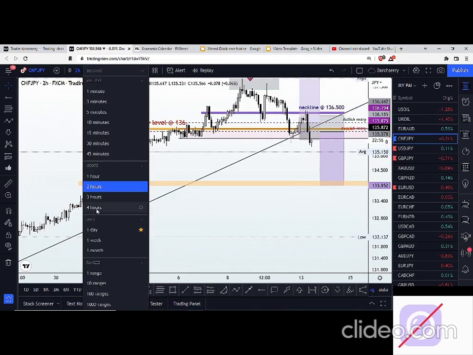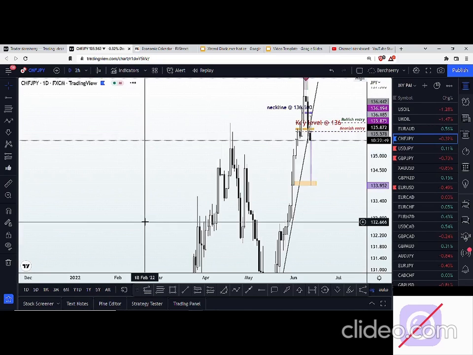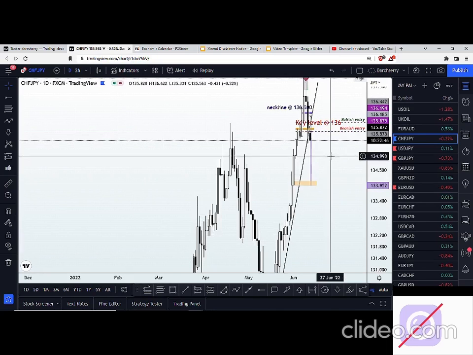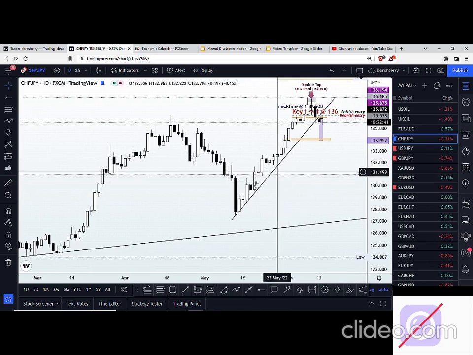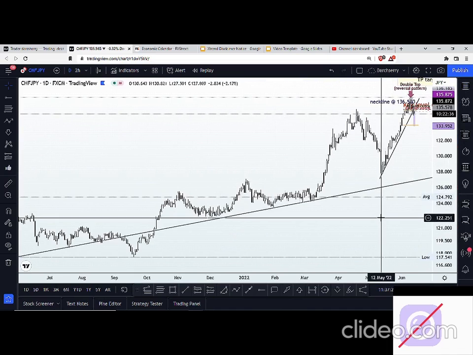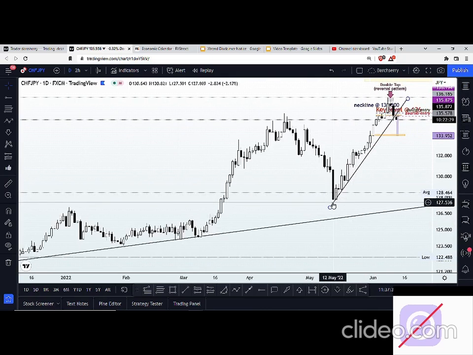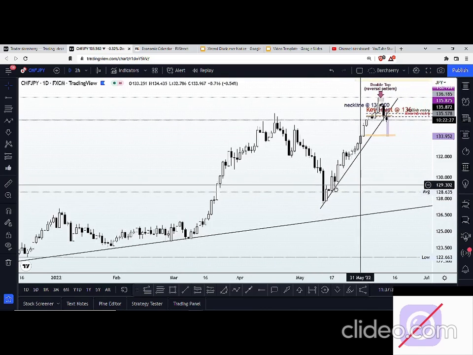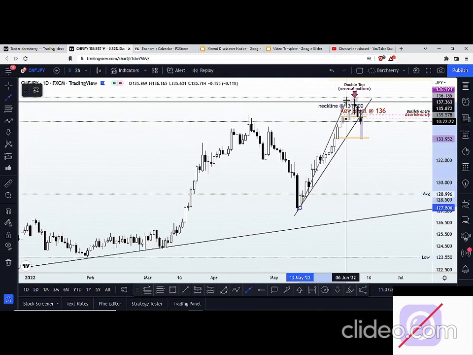Okay, give me a moment. Let's go to the daily time frame. So on the daily time frame, the first thing we would observe here is that price has been on a bullish momentum in the last 2 to 3 years on this pair. And since mid-May, we saw an impulsive move to the upside. We can see this impulsive move to the upside.